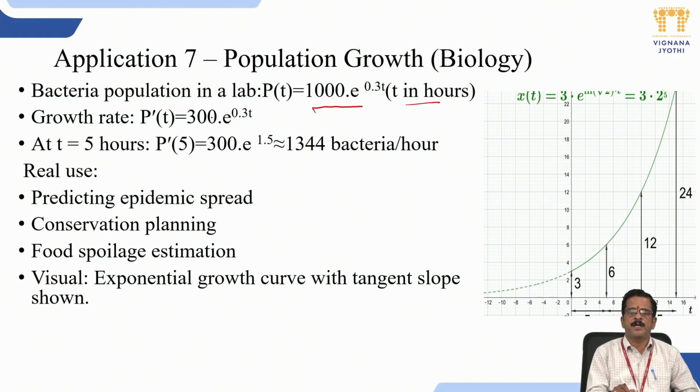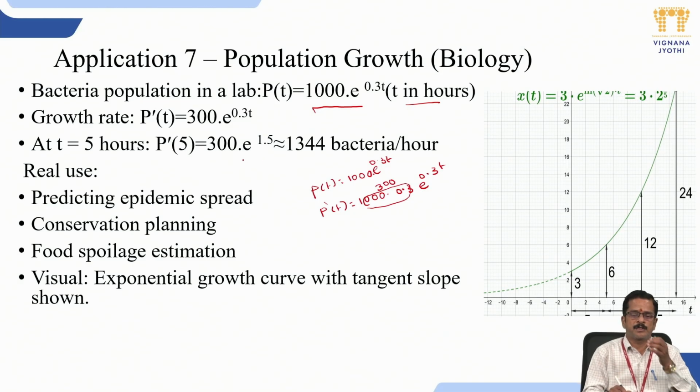How does this 300 come about? Here, P of t is equal to 1000 times e to the power 0.3t. So for P dash of t, 1000 is a constant, which you keep aside, and the differentiation of e to the power 0.3t is 0.3 times e to the power 0.3t. So multiplying 1000 by 0.3 gives 300.